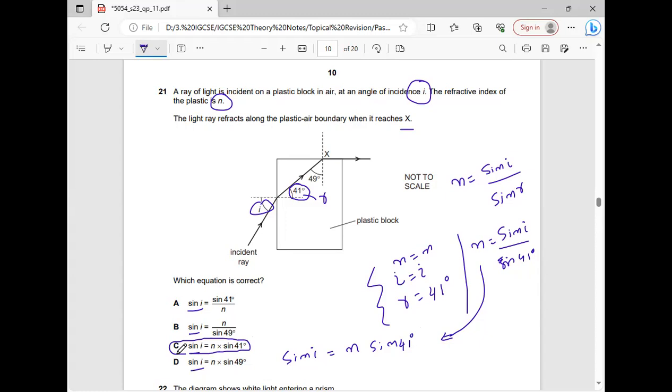Now can anyone tell this 49 degree represents which angle? Just write the name of this angle in the comments. What is meant by 49 degrees when light is coming out at an angle of 90 degrees?